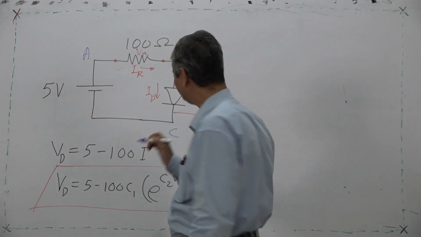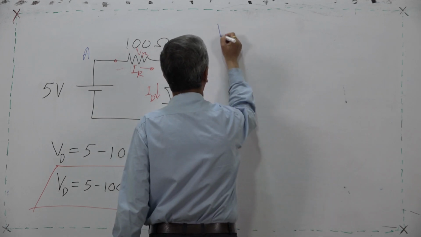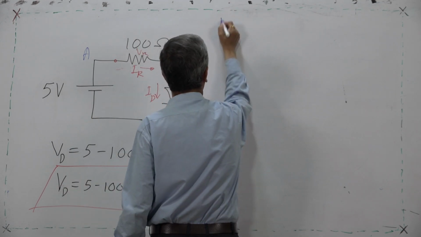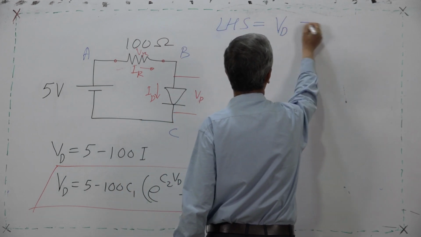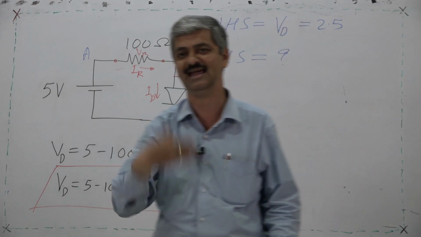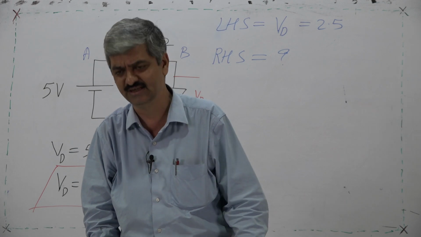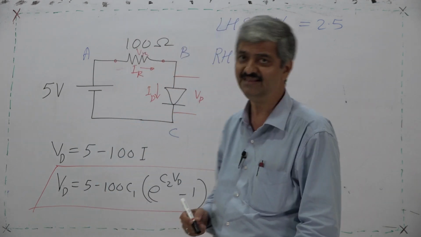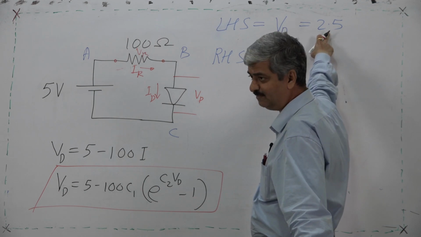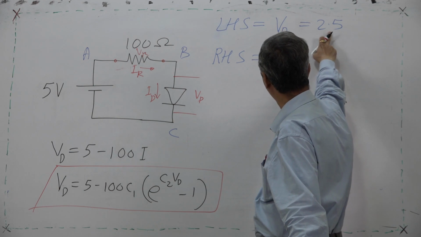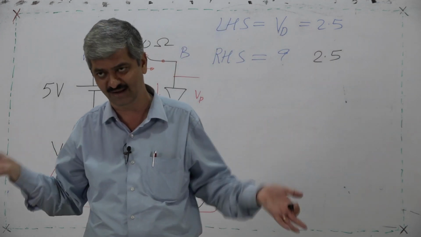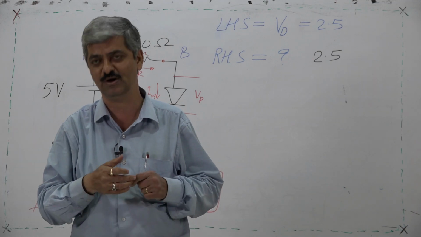So, how will we start? We have to find for what value of VD this equation is satisfied. LHS is equal to VD, so you assume it to be 2.5 and find RHS. You can write a simple program in MATLAB, Python or C, or use a scientific calculator. If for LHS VD equal to 2.5, RHS also comes as 2.5, that is the answer. It will not come like that, but I am just saying it for the sake of the statement.